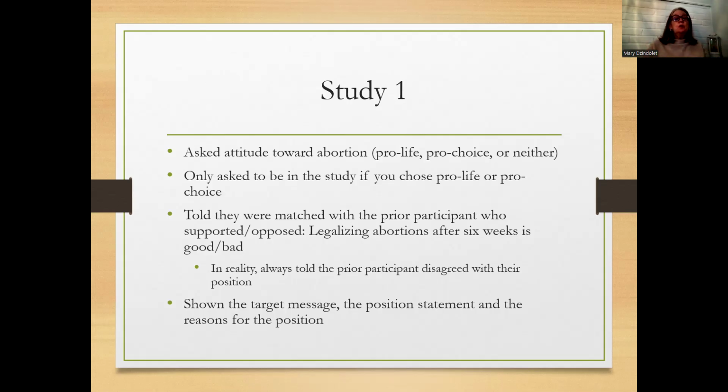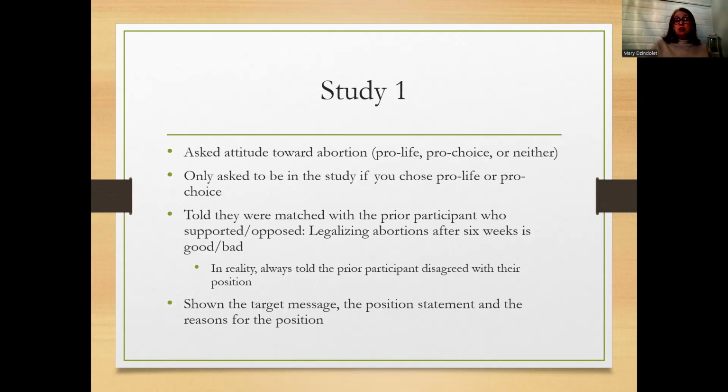Once you're in the study, you were told that you were going to be matched with a prior participant who either supported or opposed the statement "legalizing abortions after 6 weeks is either good or bad." In reality, they were always told that the prior participant disagreed with their own position. So they're always talking to someone with a contradictory view. And also in reality, they didn't really see what the other person said.